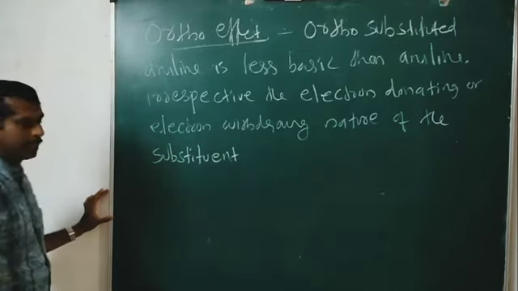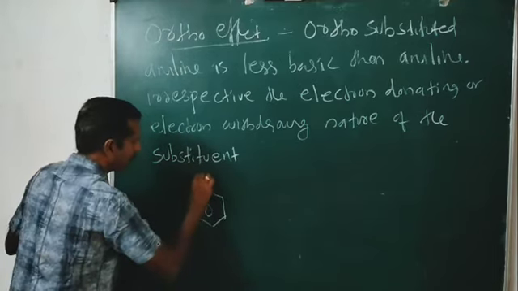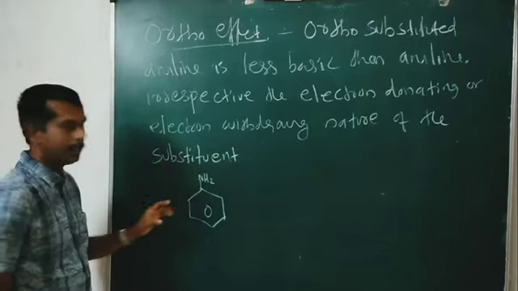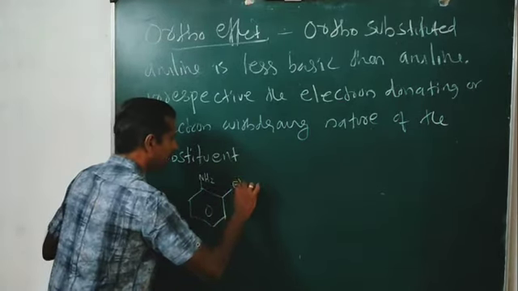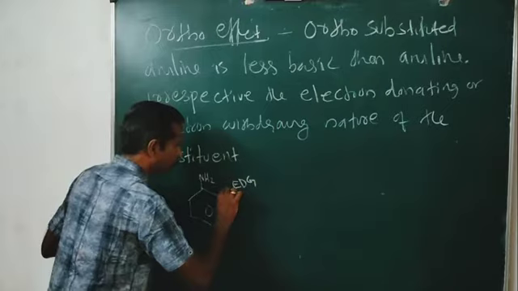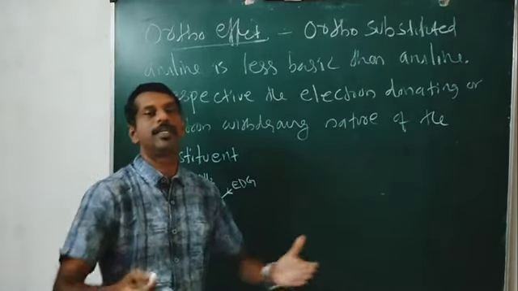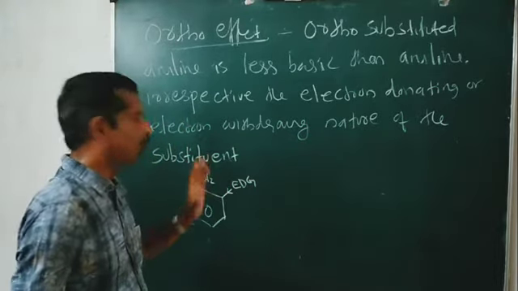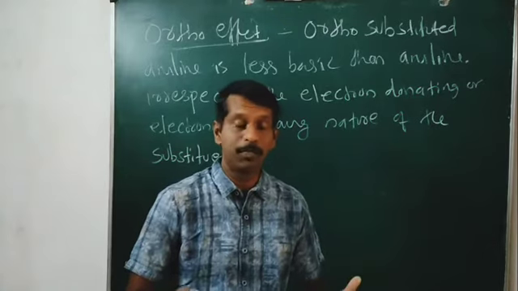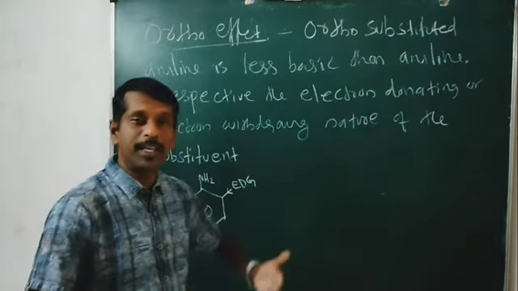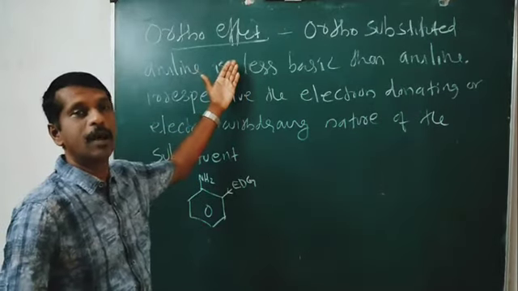That means, look at it here, ortho substituted aniline. Here it is NH2 aniline, ortho substituted aniline. Suppose here it is EDG, electron donating group. In a broad generalization, we said if there is electron donating group which will be more basic than our aniline, that is the point just we have studied. But here we are studying another important point, ortho effect.